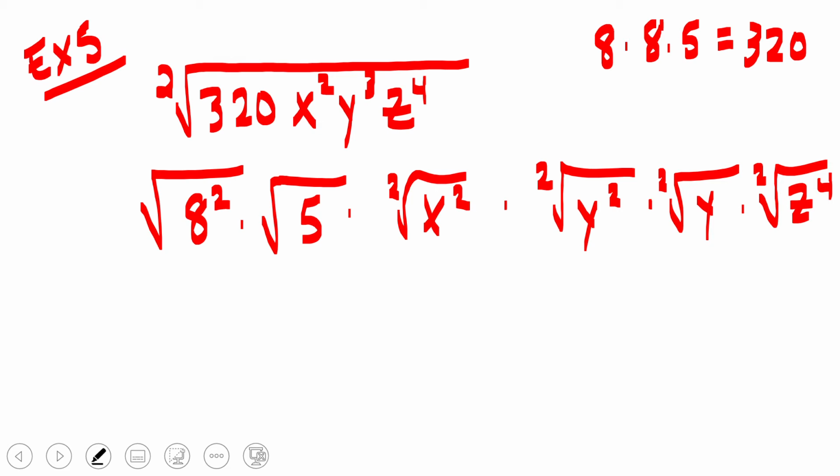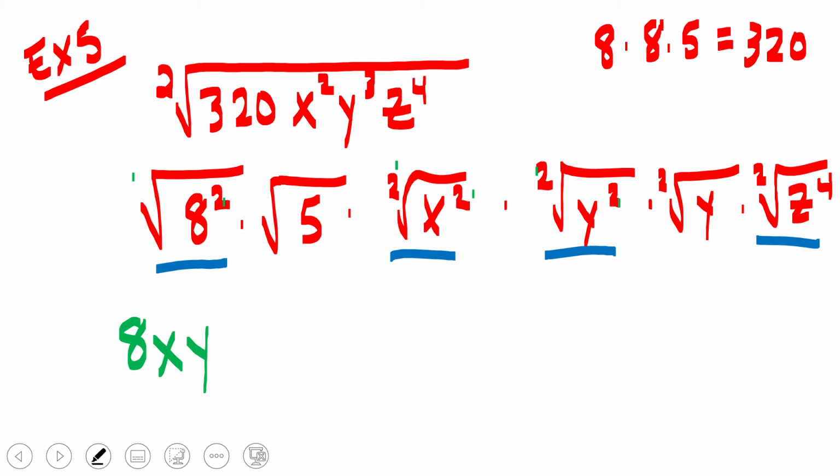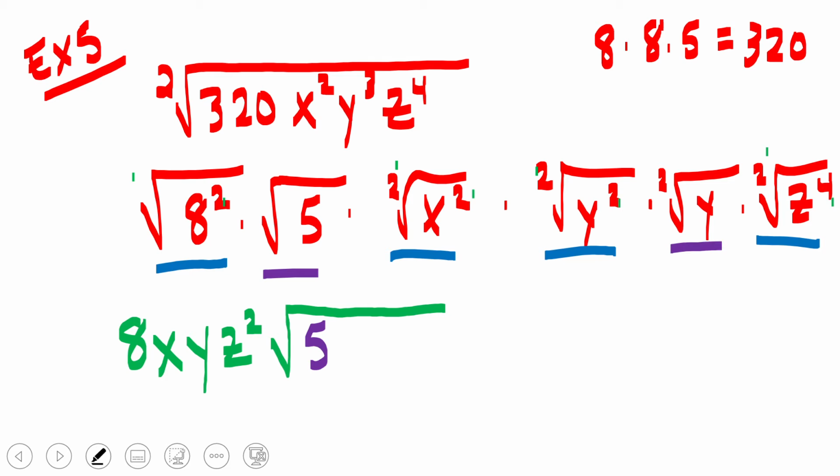Alright, so factoring this out, we can address this, this, this, and this outside the root symbol right away. So 2 divided by 2 would leave 8. And 2 divided by 2 would leave x. 2 divided by 2 would leave y. And 4 divided by 2 would leave c squared times the square root of whatever's left, 5 and y.